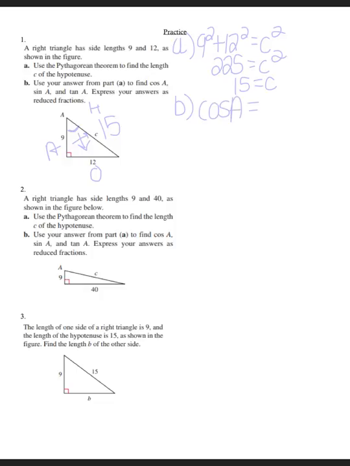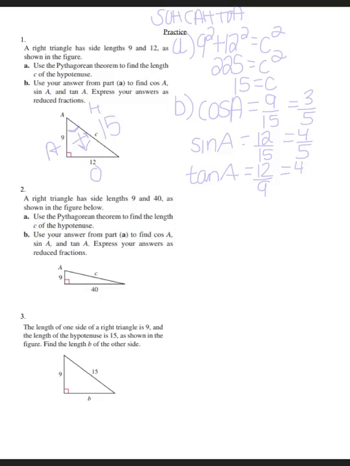Okay, so now they want cosine of A. Before I do anything, at the top of the paper I'm going to write down SOHCAHTOA, so I know not to forget what goes over what. So cosine is A over H. So that's 9 over 15. Reduce that, you get 3 over 5. Now they want the sine of A, which is equal to O over H. So 12 over 15, which is 4 over 5. And then now they want the tan of A, which is equal to 12 over 9, which is equal to 4 over 3. Okay, and then you guys will do number 2 and number 3.